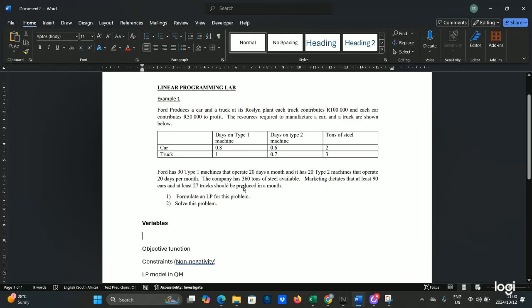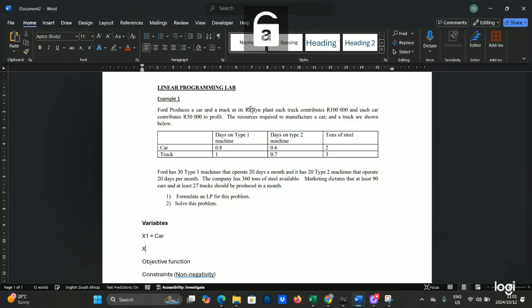The company has 360 tons of steel available, and marketing dictates that at least 90 cars and at least 27 trucks should be produced. Then they say formulate the LP model for this problem. As you can read from this statement, they are talking about a car and a truck, looking at the resources required to manufacture each. So we are dealing with two variables. Now I'm going to name my variables. Let X1 be my car, and X2 my truck.